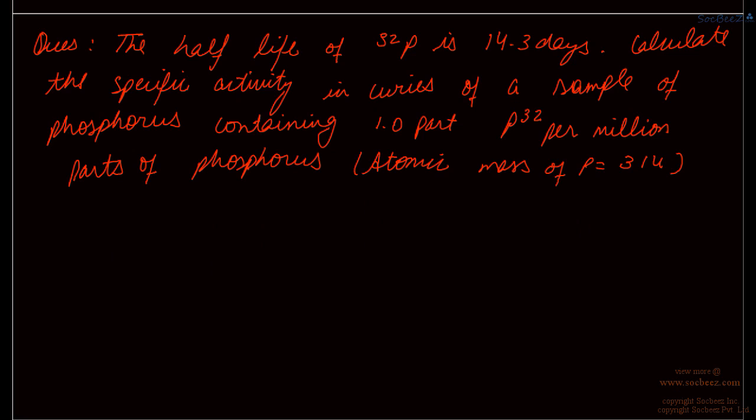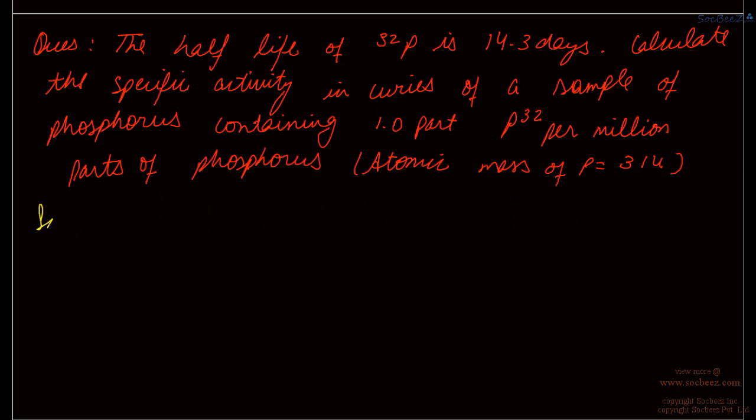So let's discuss some of the numerical questions that can be asked apart from theory in NEET and JEE. The first question is, the half-life of 32P is 14.3 days. Calculate the specific activity in curies of a sample of phosphorus containing 1 part P-32 per million parts of phosphorus. The atomic mass of phosphorus is 31 units.